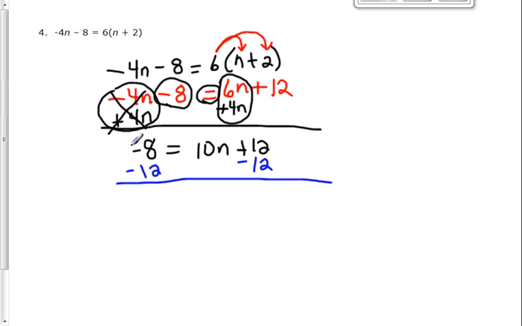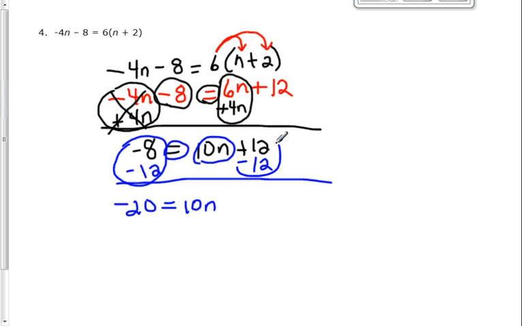I'm going to go from left to right. So I have negative 8 and I have 12 more negatives. Just add them together, keep the sign. So that's going to give me negative 20. Negative 20 is equal to 10 times n. And 12 plus negative 12, they're going to cancel each other out. Now it's gone. So now I have 10 times something is equal to negative 20.